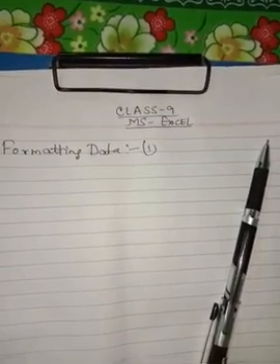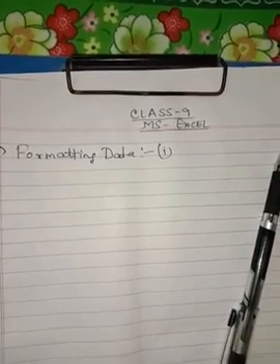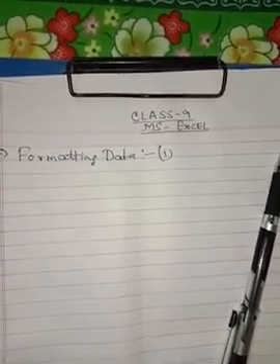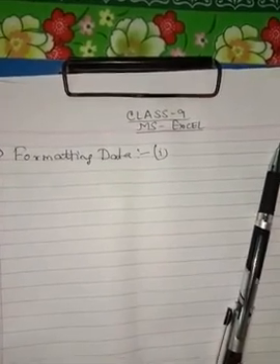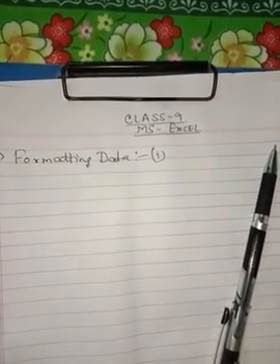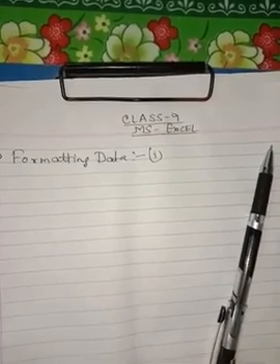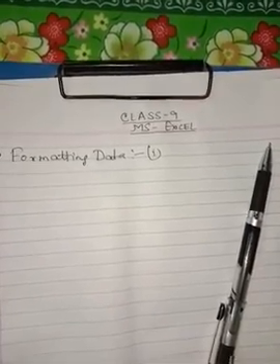We are continuing the lesson MS Excel. In this chapter, today we are going to discuss formatting data. So, what is formatting? Formatting the data means to change the appearance of the text or numbers without changing its value. In MS Excel, we can format both the text and numbers.